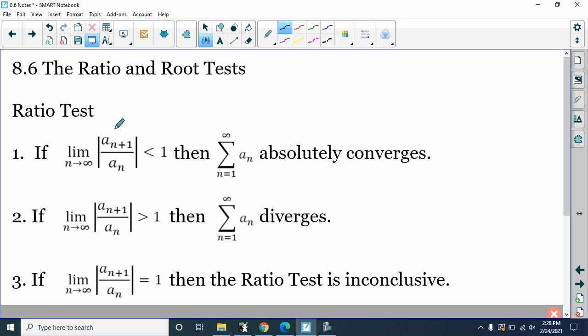So again, we're going to take a sub n plus 1, divide by a sub n, and evaluate the limit as n goes to infinity. If that gives us something less than 1, converges; greater than 1, diverges; equal to 1 is a bummer because you're going to have to consider some other way to do it.